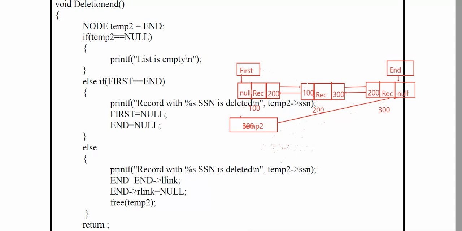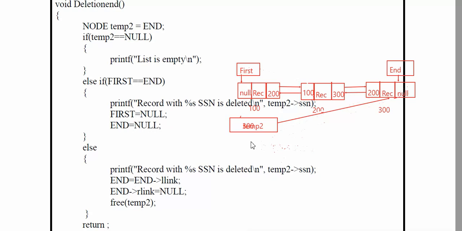As here we can see, first temp2 is made to point to the end node. If temp2 is equal to null, or we can say end is equal to null, then the list is empty. If not, and if first is equal to end, that means only one node is in the list, then print that number and make first and end equal to null.